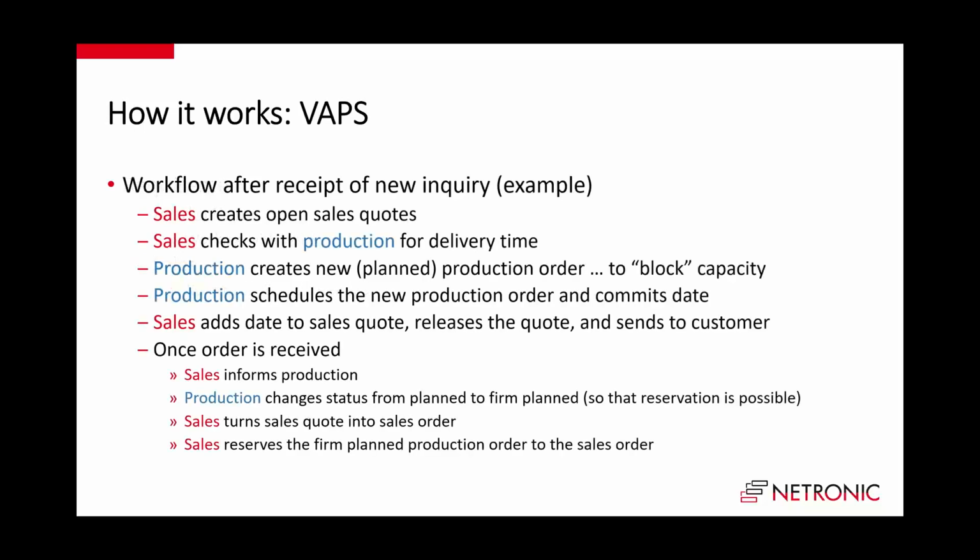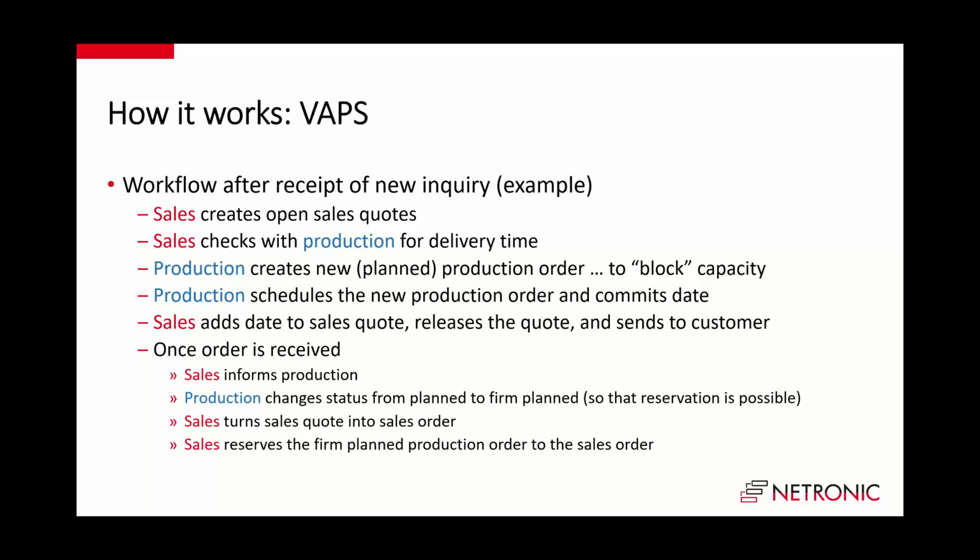So the process is, if you receive a new inquiry, sales would create an open sales quote. I would say they would check with production for delivery time. So production then would need to create, I would recommend, a planned production order to block capacity on the schedule. Production would schedule the new production order and then commit a date. Sales then adds the date to the sales quote, releases the quote and sends it to the customer. So a released sales quote would always be a quote with a confirmed date from production.